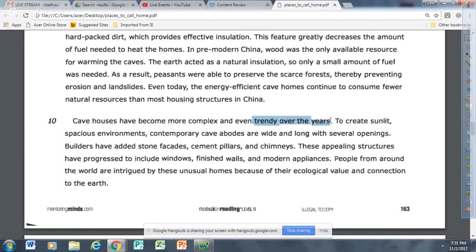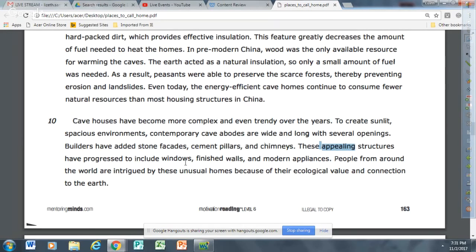They've become more trendy over the years. They have a spacious environment. It's contemporary, which means modern. Cave homes are wide and long, with several openings. They have stone facades, cement pillars, and chimneys. Those are extra things they've added. These are appealing, that means people like them.